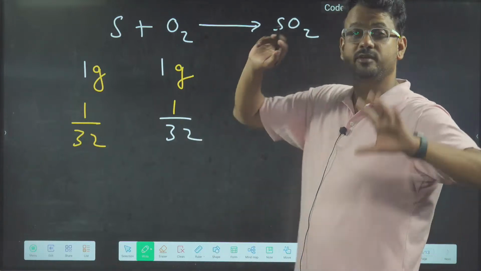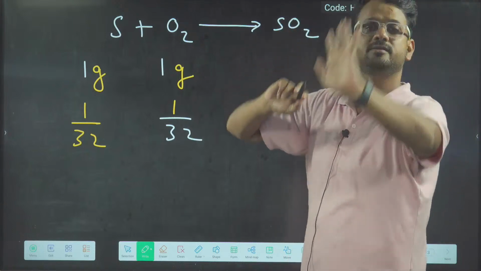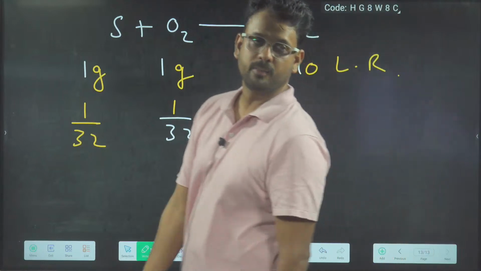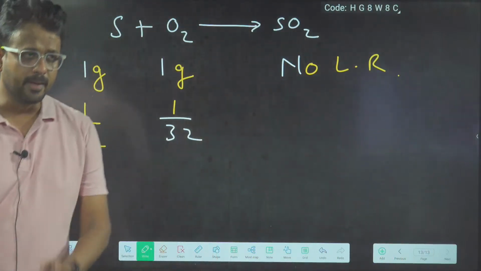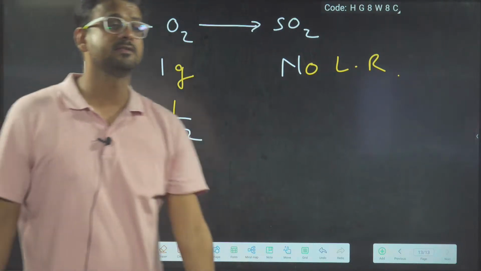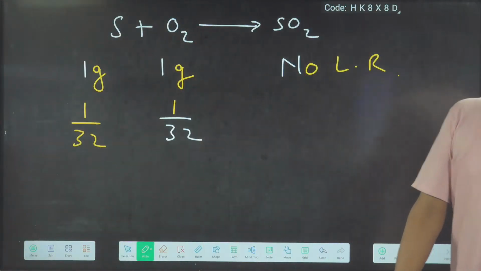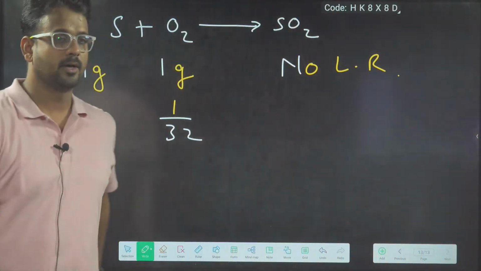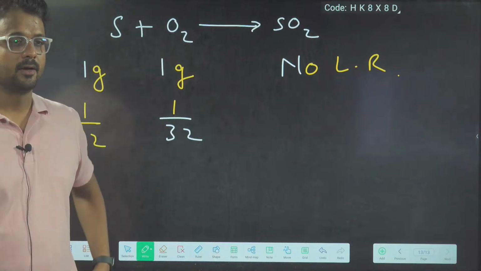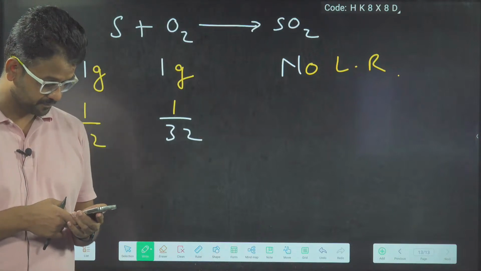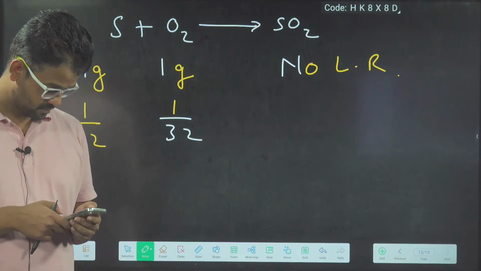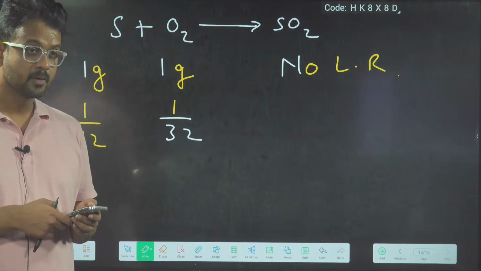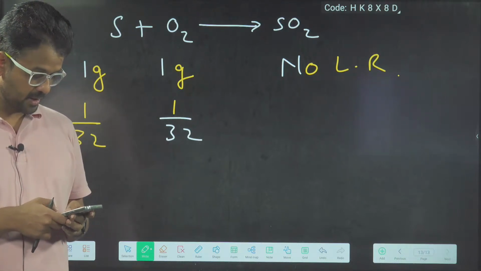So we should use the word limiting when at least one is in excess. Here nothing is in excess, so our answer is no LR. No limiting reagent. Both are totally consumed. Limiting word should be used only when at least one is in excess. Otherwise, there is no significance of limiting reagent. Okay? So let's practice some more problems. No limiting reagent over here.